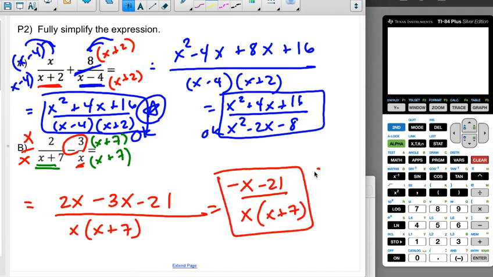If you want to FOIL out the bottom, you certainly could, or distribute out the bottom. You definitely could make this an x squared plus 7x, but I don't know why there would be an incentive to do that. So that's also okay. All right. And I think that might be it for this first video.